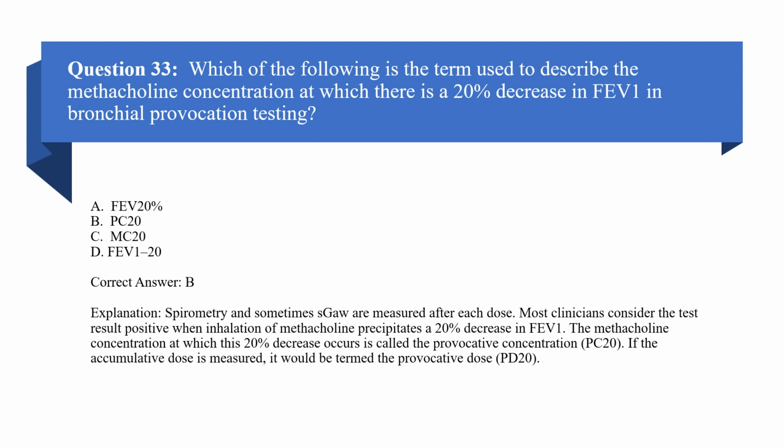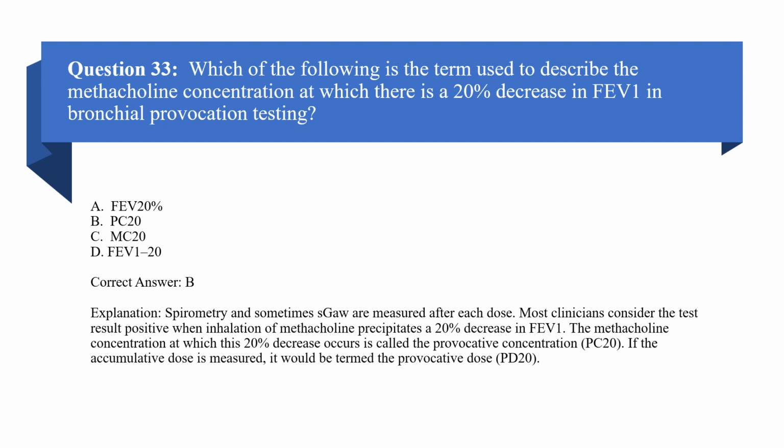And the explanation says that spirometry and sometimes, again, SGAW are measured after each dose. So most clinicians consider the test result positive when inhalation of methacholine precipitates a 20% decrease in FEV1. The methacholine concentration at which this 20% decrease occurs is called the provocation concentration 20, or PC20. So it's actually a bit intuitive. If you know that the methacholine challenge is also known as a bronchial provocation, that's probably helpful in remembering this as well.